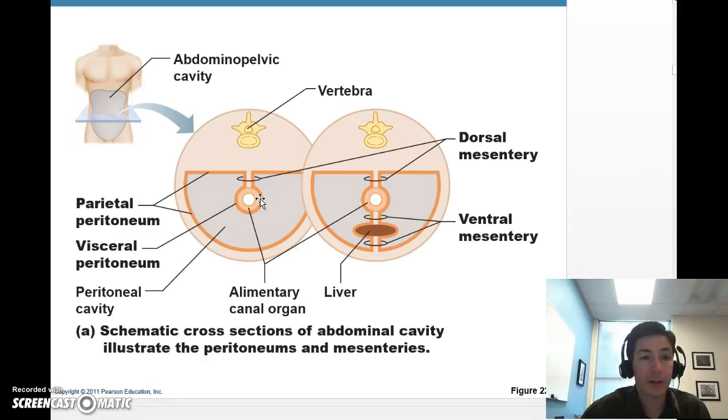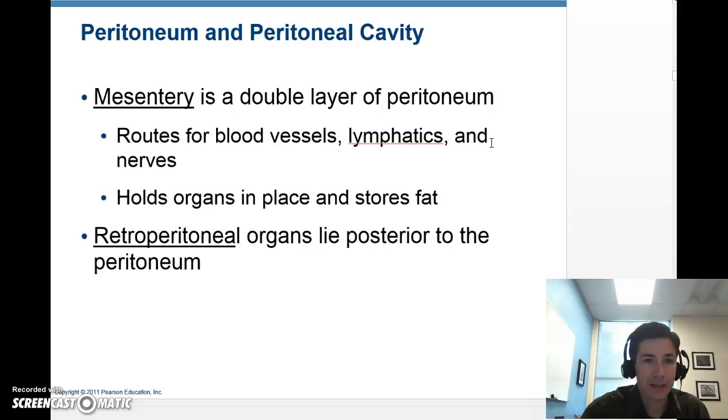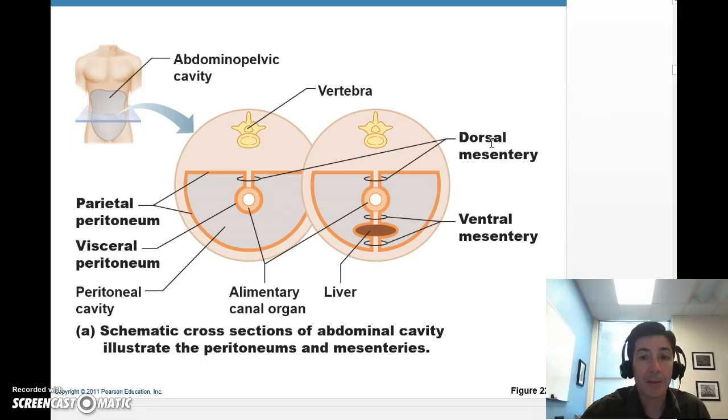Then there's also this specialized part of the peritoneum called the mesentery, which is on the next slide there. And mesenteries is just, as it shows here, this sort of double layer part of the peritoneum that your digestive organs are suspended in.